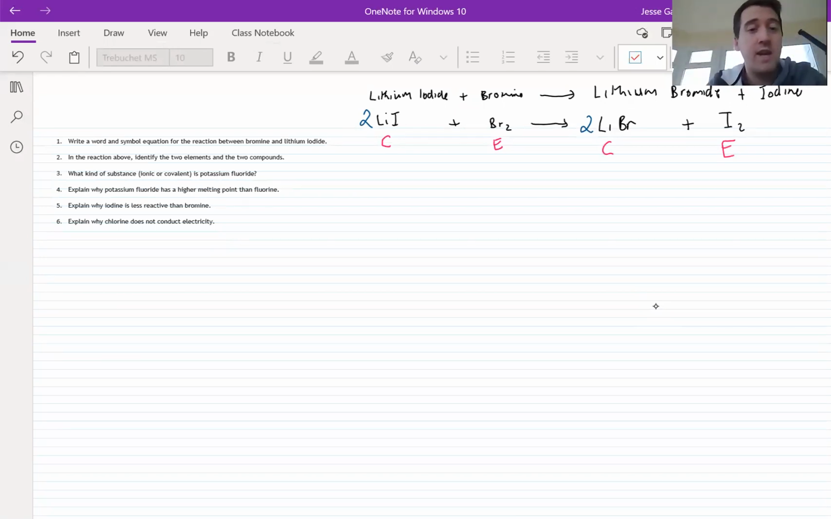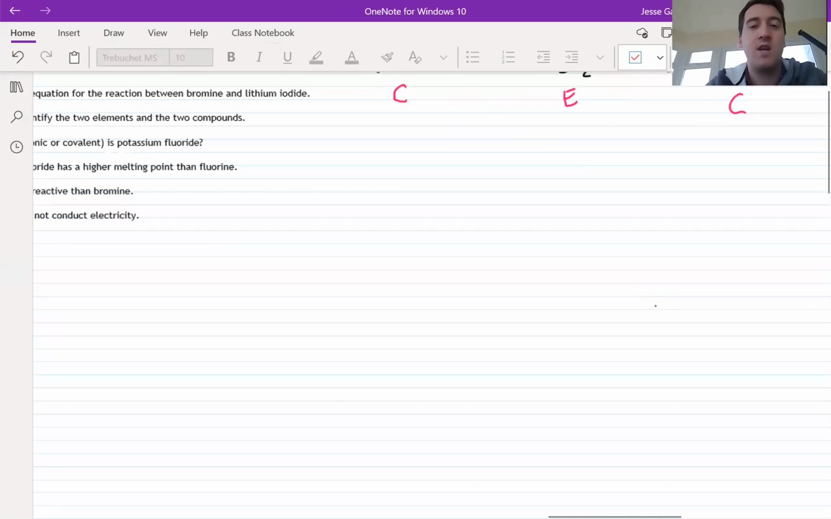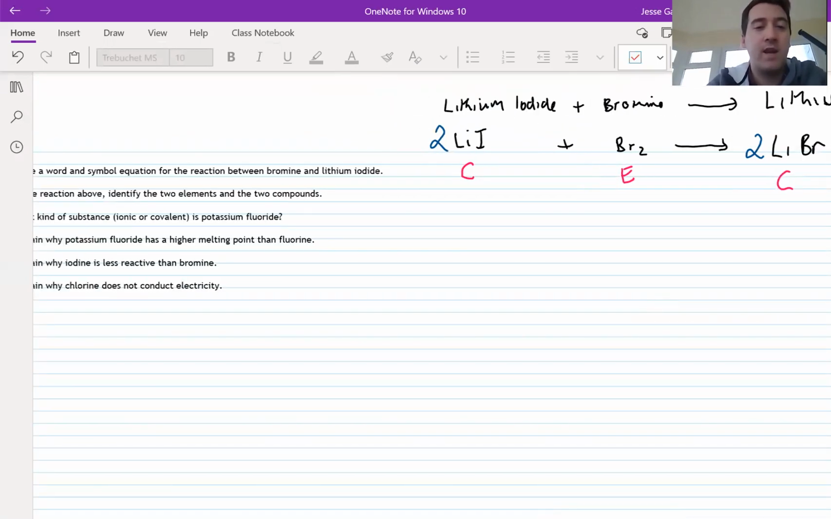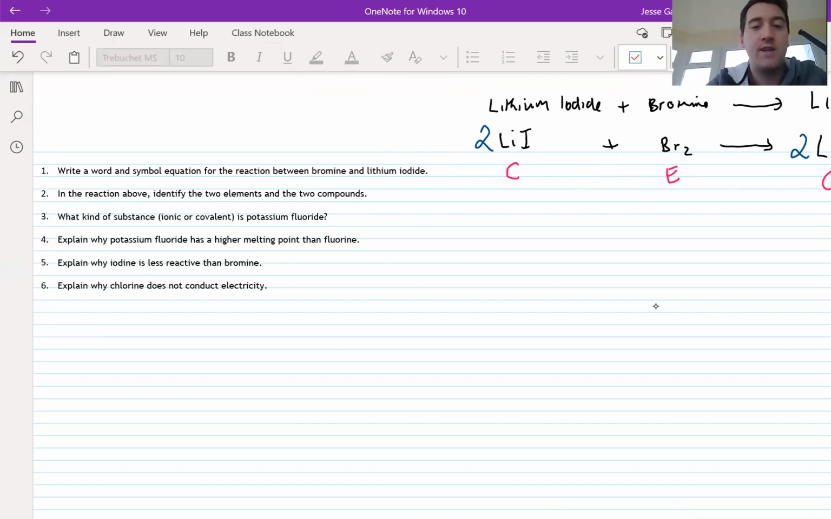What kind of substance, ionic or covalent, is potassium fluoride? It's a metal and non-metal, or you can use your periodic table and electronegativities to work out what type of bonding. But I know it's a metal and a non-metal. I know it's going to be question 3. Potassium fluoride is an ionic substance. So potassium fluoride is ionic.